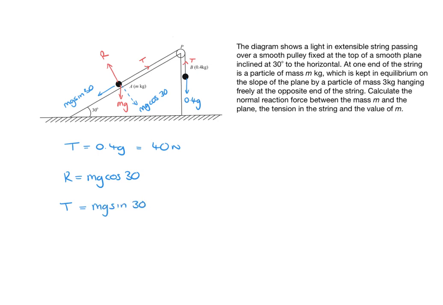Now, if I substitute my value of T in here and use g equals 10, I can actually find out what M is. So this is going to give me 40 is equal to M times 10 times a half, so M is equal to 8.